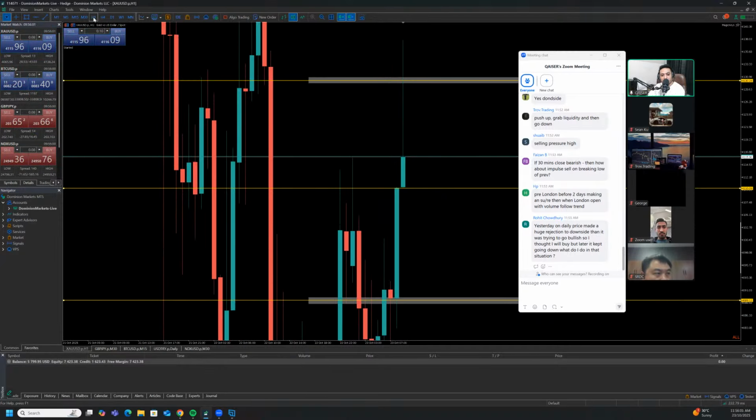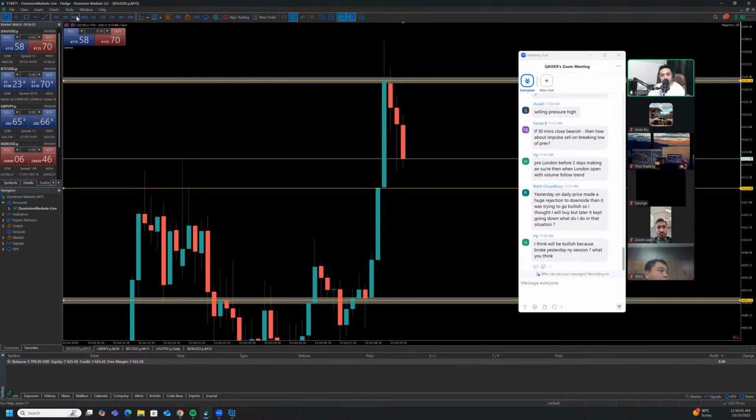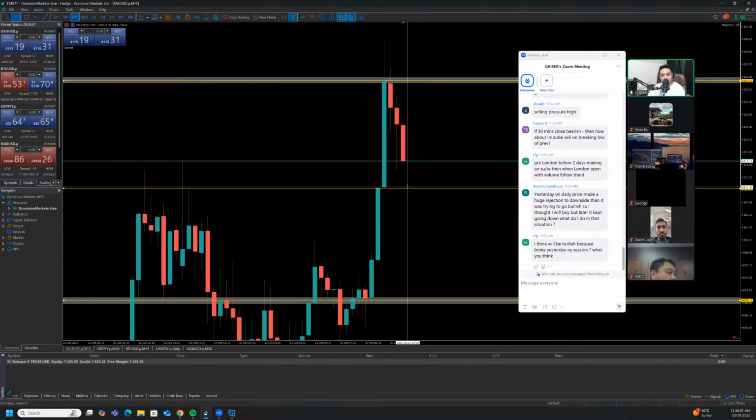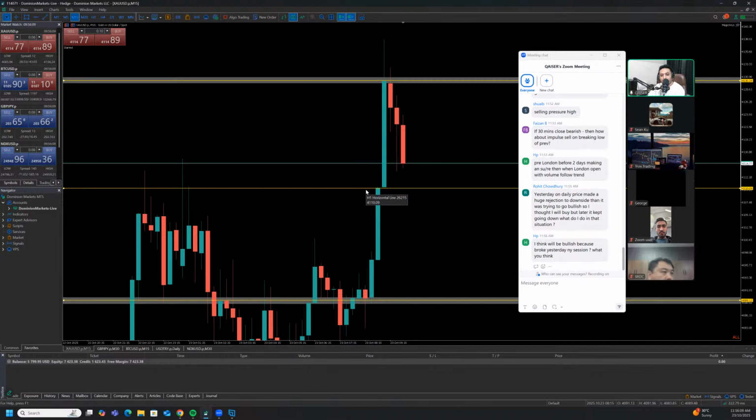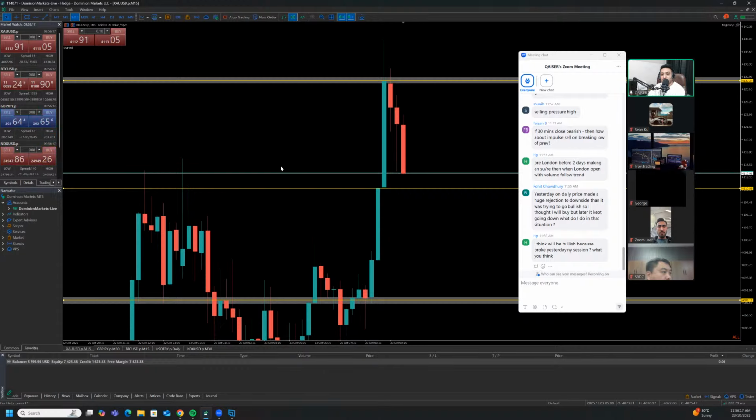Look at this H1. Wow, higher time frame. This candle should be closed near this area. That will be great. Wow, pushing down. So pre-London, before two days, it was making this, then when London opened, with volume it followed the trend. Yeah, exactly. As yesterday on daily, price made a huge rejection to the downside, then it was trying to go bullish. So I thought I would buy, but later it kept going down.